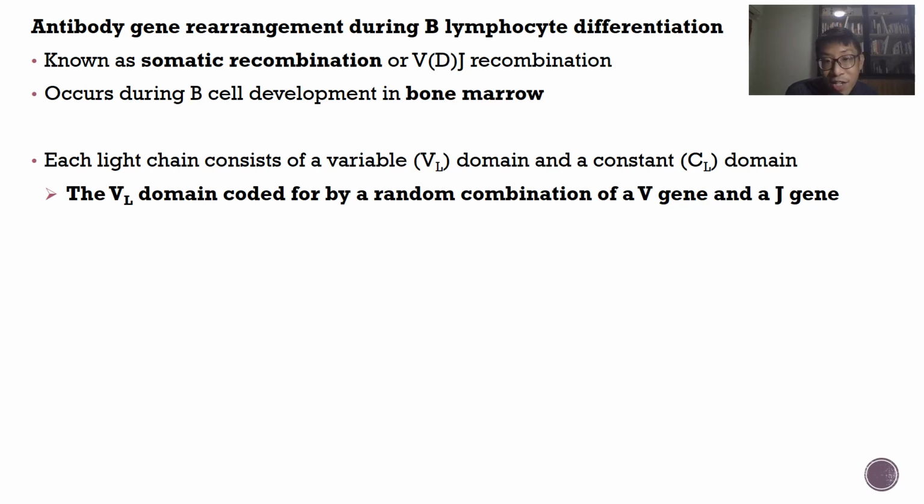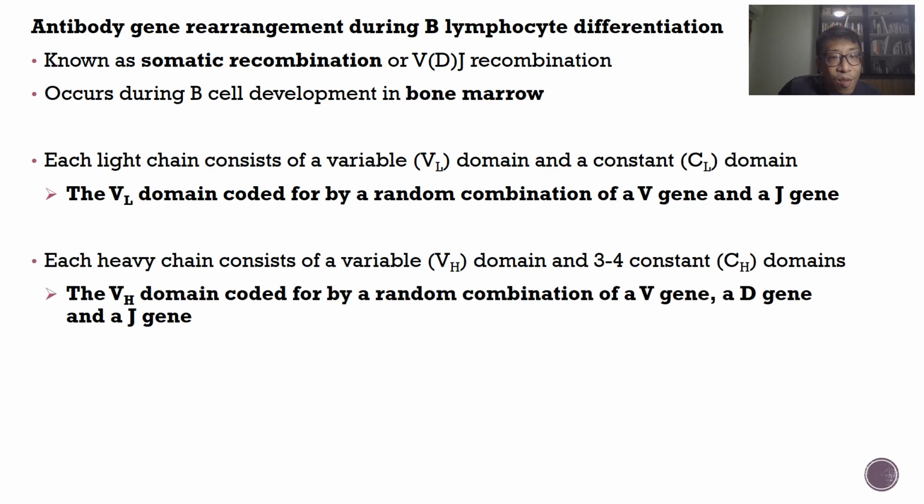Just now we looked at the gene clusters for light chain, and we saw that it consists of a series of V genes and a series of J genes. But in the end, after somatic recombination, each B cell would be left with just one of the V genes and one of the J genes to code for the variable domain of the light chain polypeptide. We will look at how that is done later. For the heavy chain, it is quite similar.